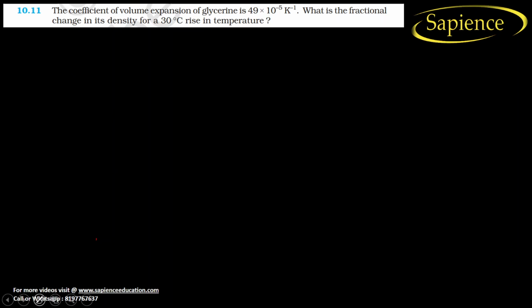So today I am going to solve question number 10.11 for the chapter of thermal properties of matter. So let us read the question. In 10.11, they are asking: the coefficient of volume expansion of glycerin is 49 into 10 power minus 5. What is the fractional change in its density for a 30 degree Celsius rise in the temperature?